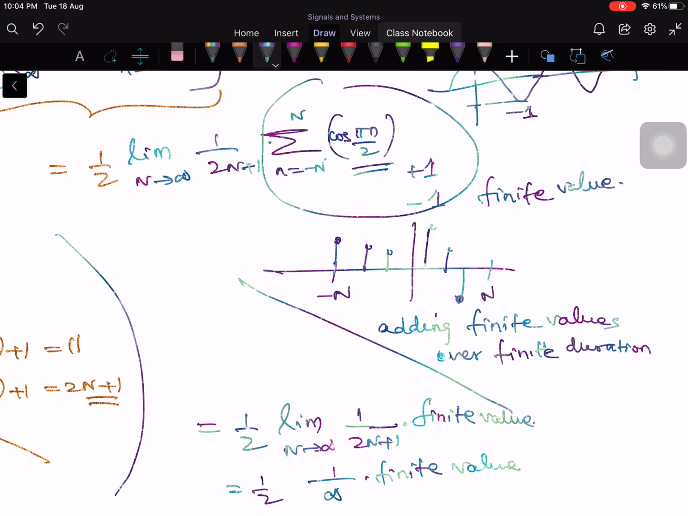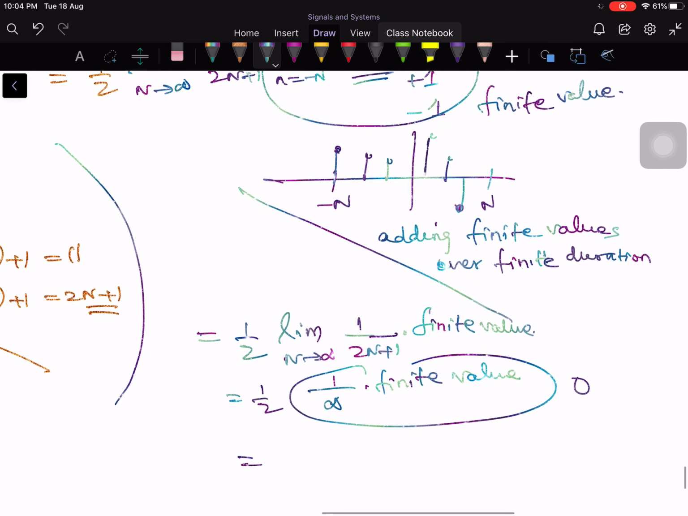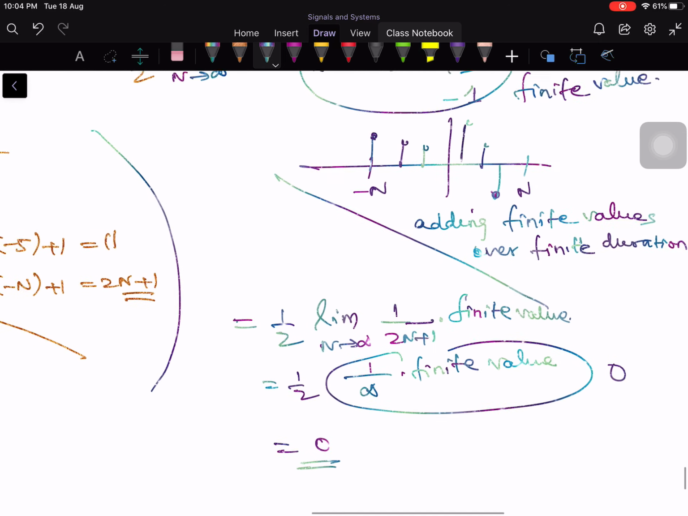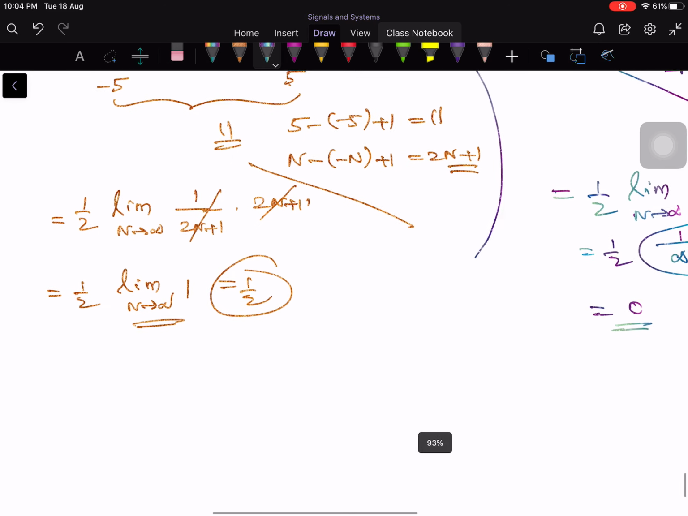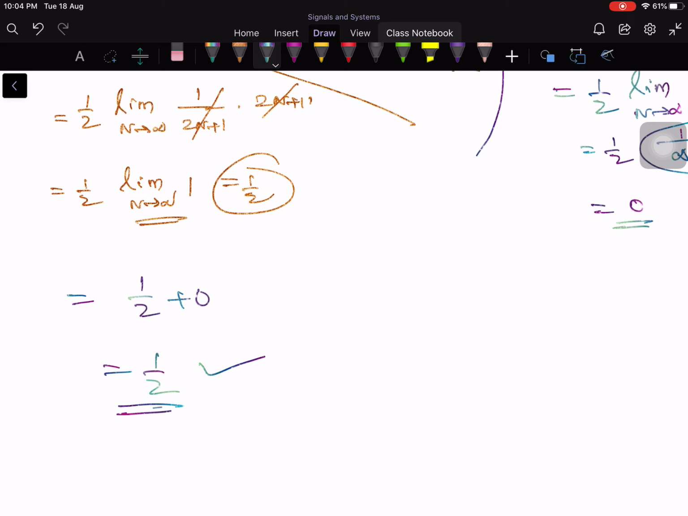Now finite value divided by infinity, this is going to be 0. So therefore the second half becomes 0. Now the total value is going to be 1/2 plus 0, so it is equal to 1/2. So please remember this. Therefore the power of a discrete cosine waveform is 1/2 watts.